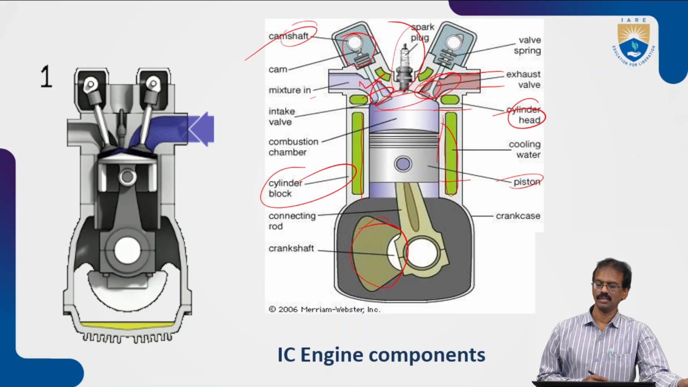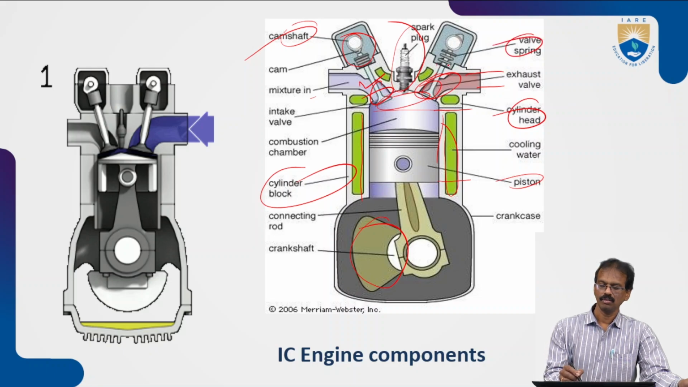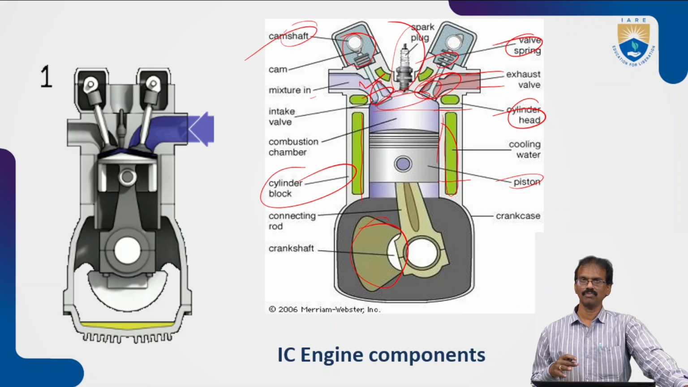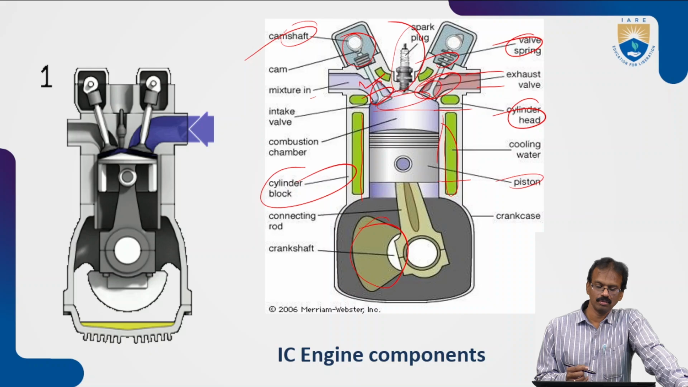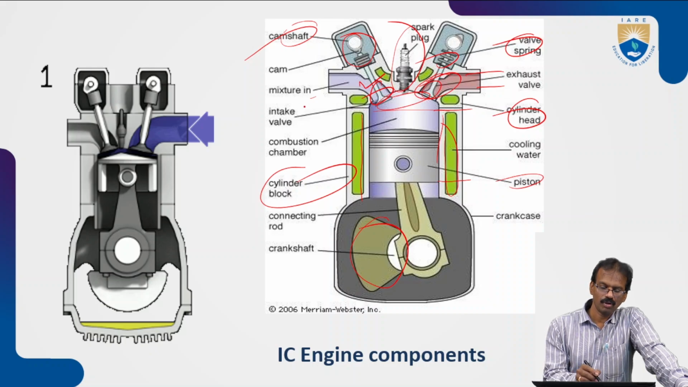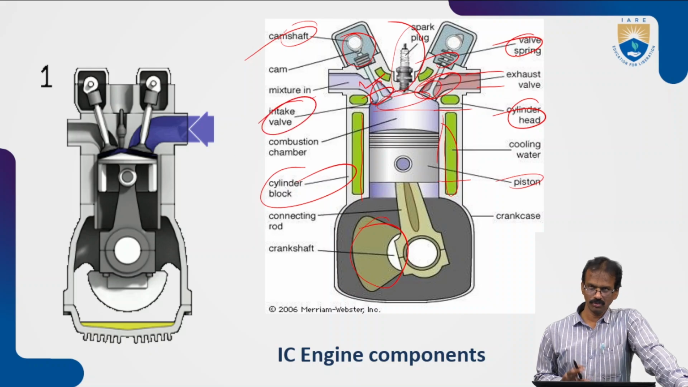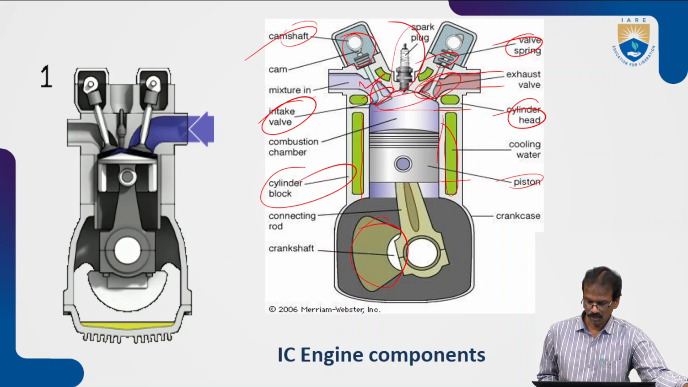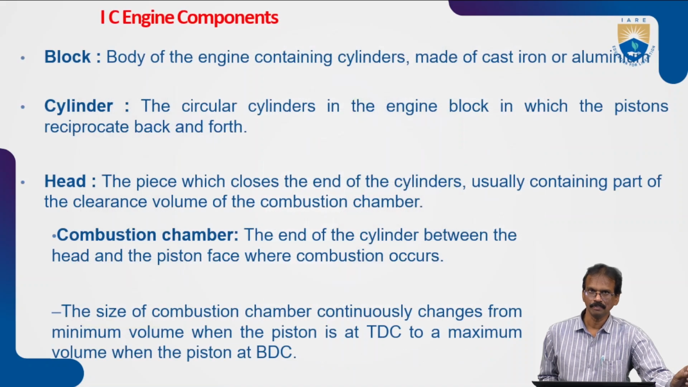So this is the cylinder head and all these things. Valve springs are used to operate the valve opening and closing with the help of the cam mechanism. This is the intake valve. This is the exhaust valve. So these are just different parts of an IC engine. Now we'll see the importance of the different parts of the IC engine.